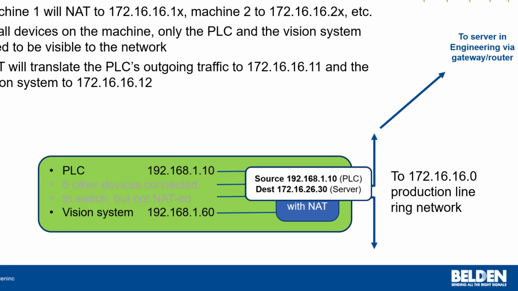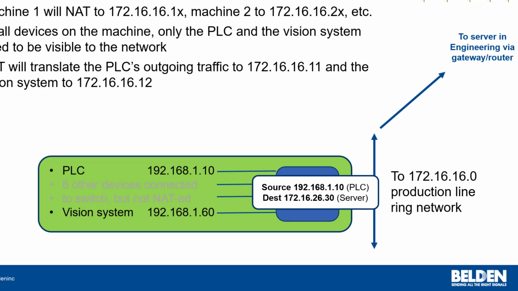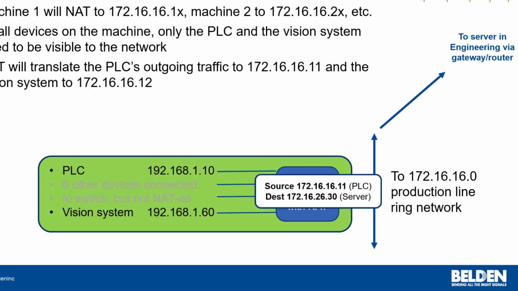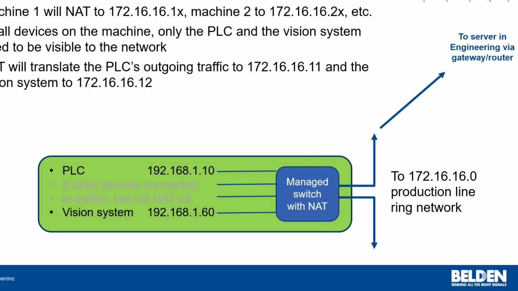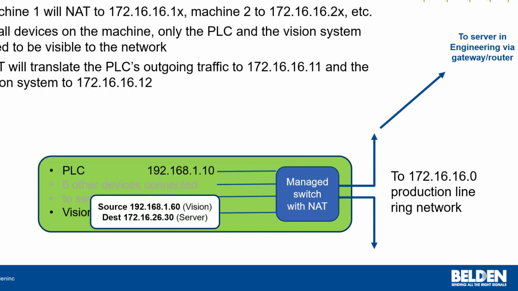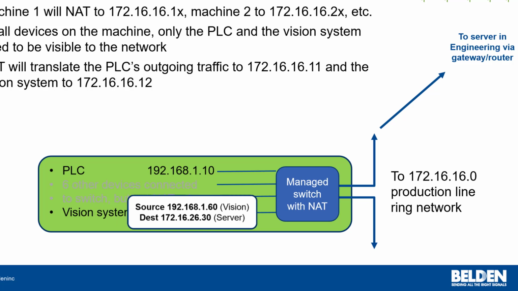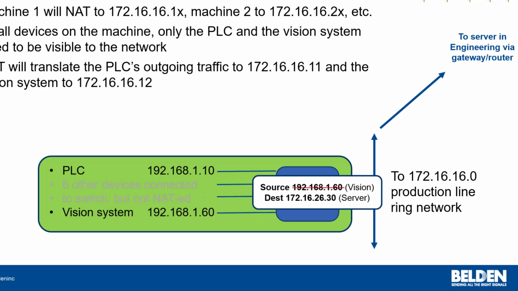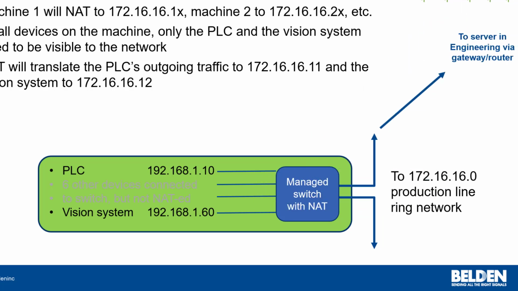We will configure the switch such that it will NAT the 192.168.1.10 to a 172.16.16.11, allowing that traffic to propagate out into the network. And we're then going to take the vision system, the 192.168.1.60, and we're going to NAT that over into a 172.16.16.12, and it will then be able to propagate out into the network.